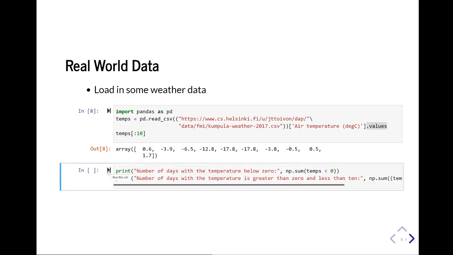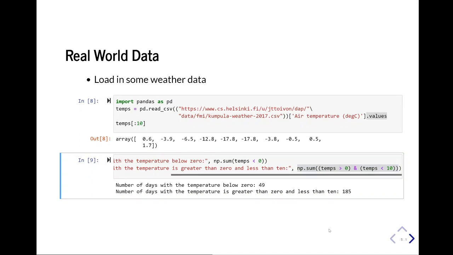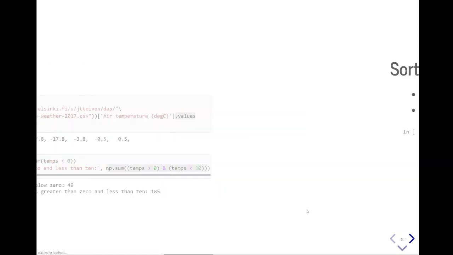We can go ahead and do some analysis on it. We can look at the number of days the temperature was below 0, and then we can also compare more than one condition. So here's an example of summing up the number of days where temp is greater than 0 and less than 10, and we can get those total numbers. So we can see for that whole year in 2017 for this area there were 49 days with values below 0, and for our condition there were 185 days.